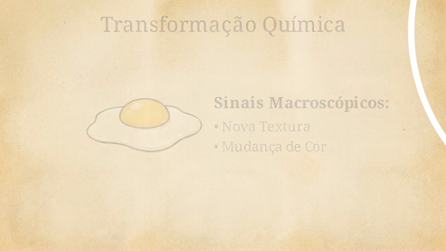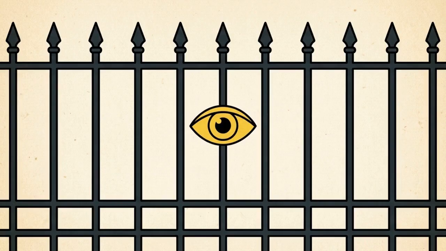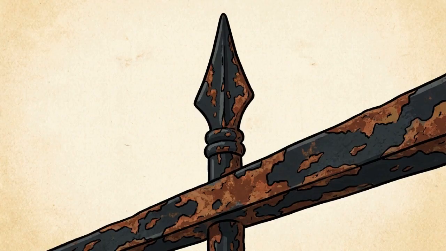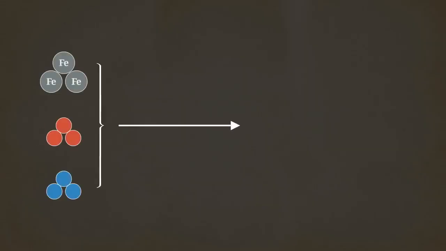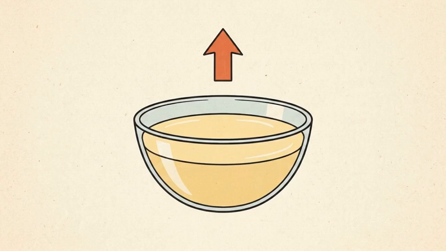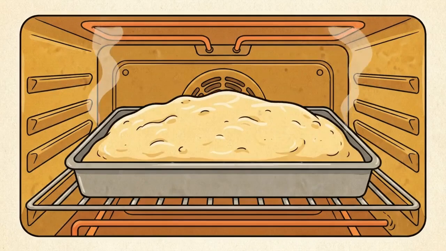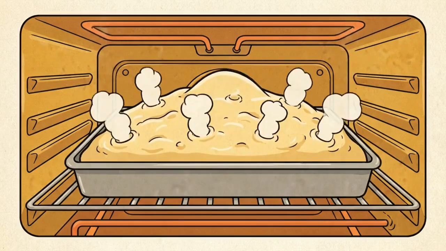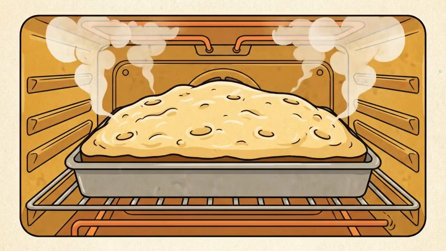Since we cannot watch atoms rearranging themselves, we look for macroscopic signs that matter has crossed the chemical boundary. One sign is mudanza de color, a change in color. When an iron gate develops reddish-brown spots, you are looking at rust, a new substance born from the iron reacting with air and moisture. Another sign is gas subindo, or gas appearing where there wasn't any. The bubbles that make a cake rise in the oven are carbon dioxide being generated directly from the wet ingredients.